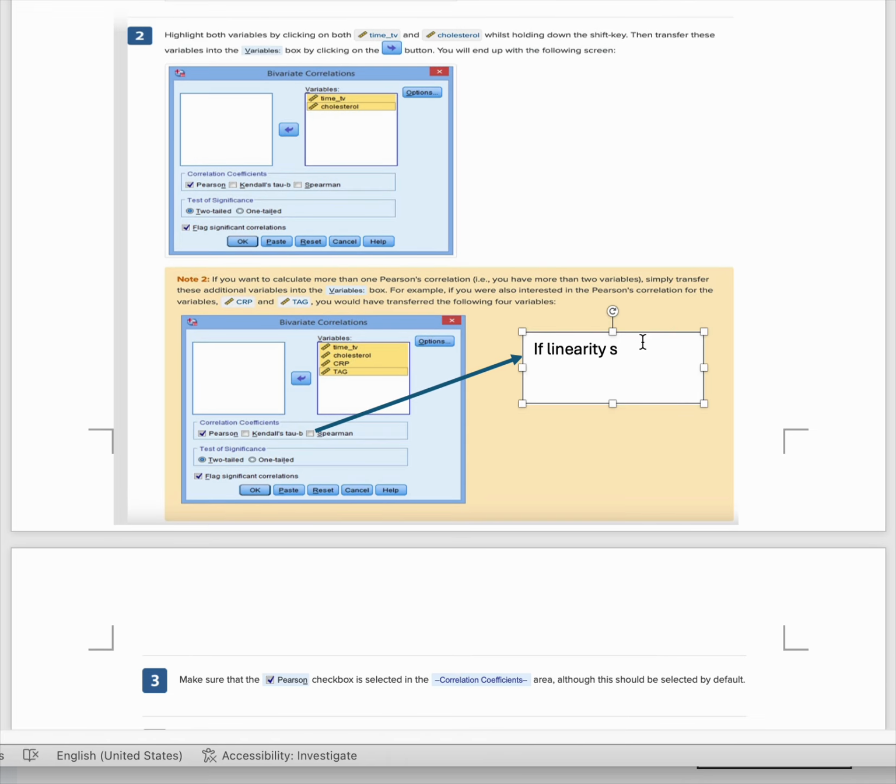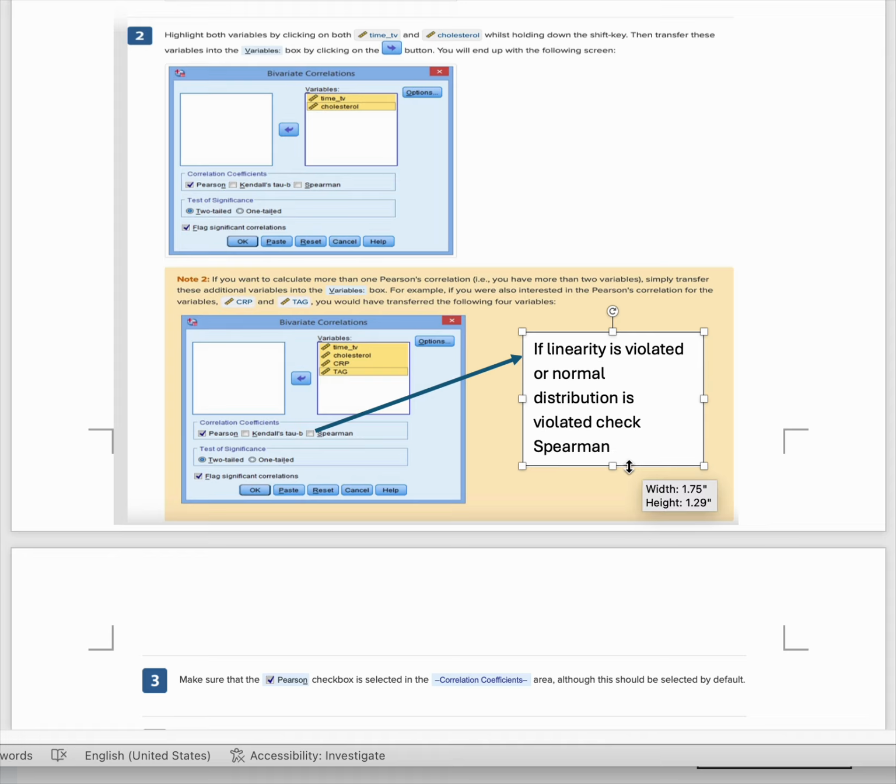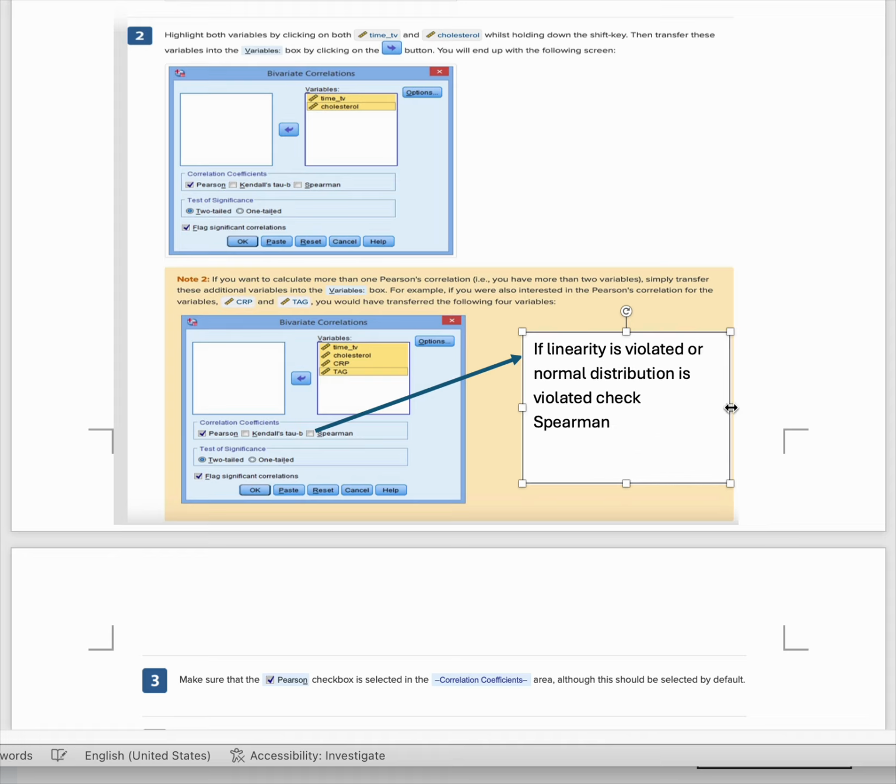If linearity is violated or normal distribution is violated, then I want you to check Spearman. So if your linearity was violated or your normal distribution was violated, you're just going to check off Spearman to use that output.